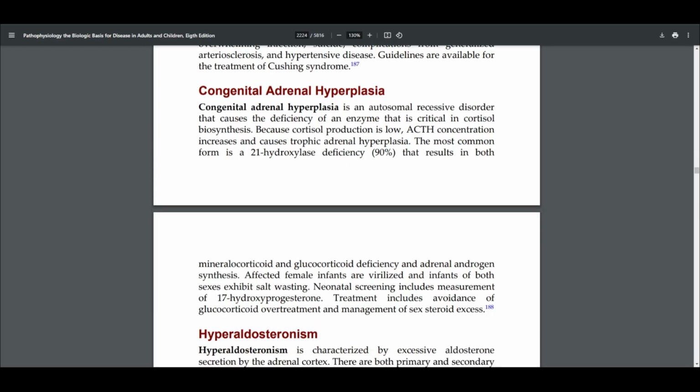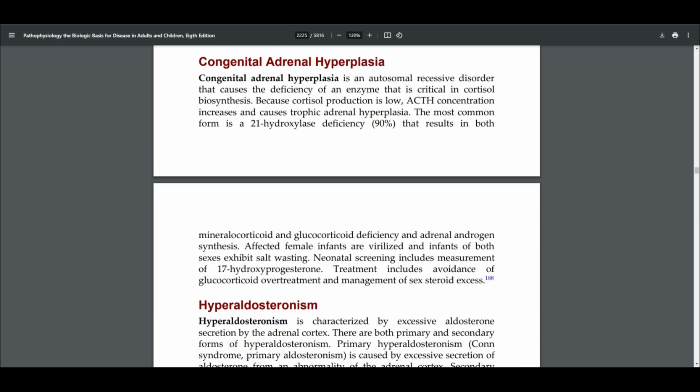Congenital adrenal hyperplasia. Congenital adrenal hyperplasia is an autosomal recessive disorder that causes deficiency of an enzyme that is critical in cortisol biosynthesis. Because cortisol production is low, ACTH concentration increases, causing trophic adrenal hyperplasia. The most common form is the 21-hydroxylase deficiency.